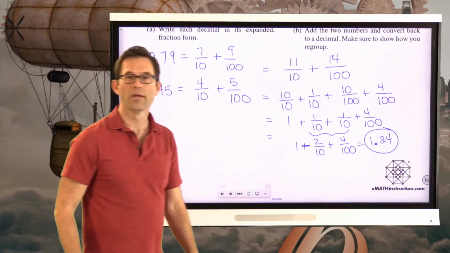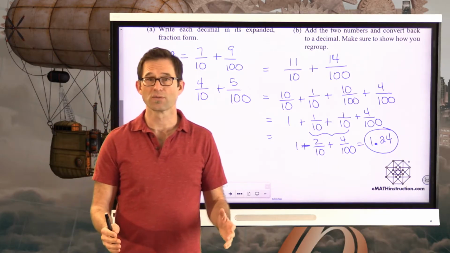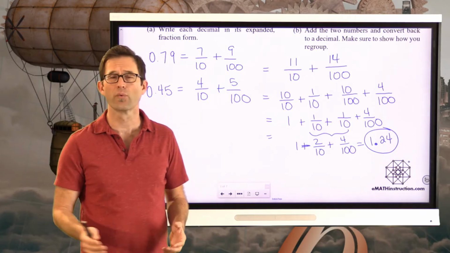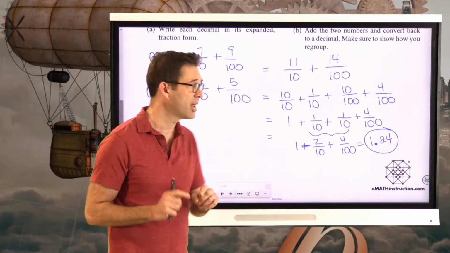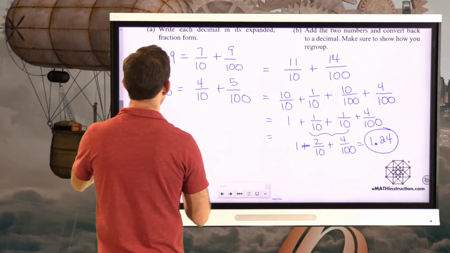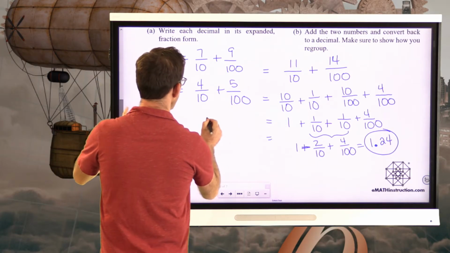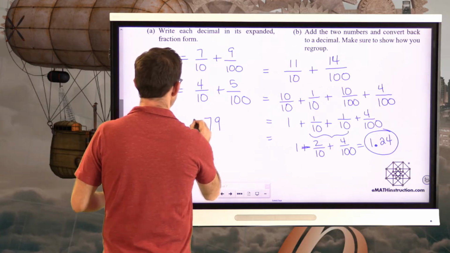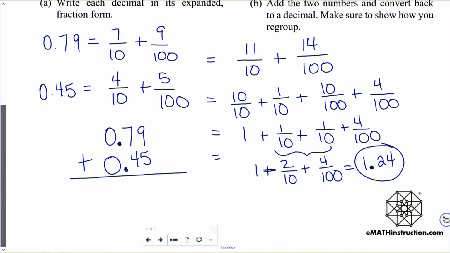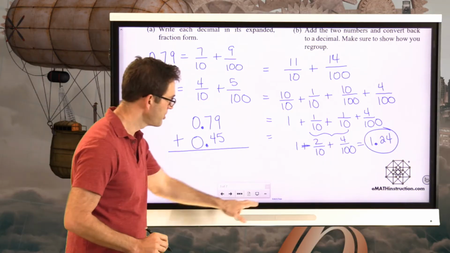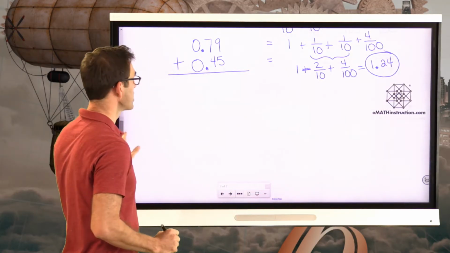Right? That was way more challenging than the first exercise because we had to do all this regrouping. But what's beautiful, and again, let's take a look at that answer compared to what we originally had. What we originally had was 0.79 plus 0.45. Now, if I sort of just ignored the decimal points, right? Let me extend this so that we can get it up there.